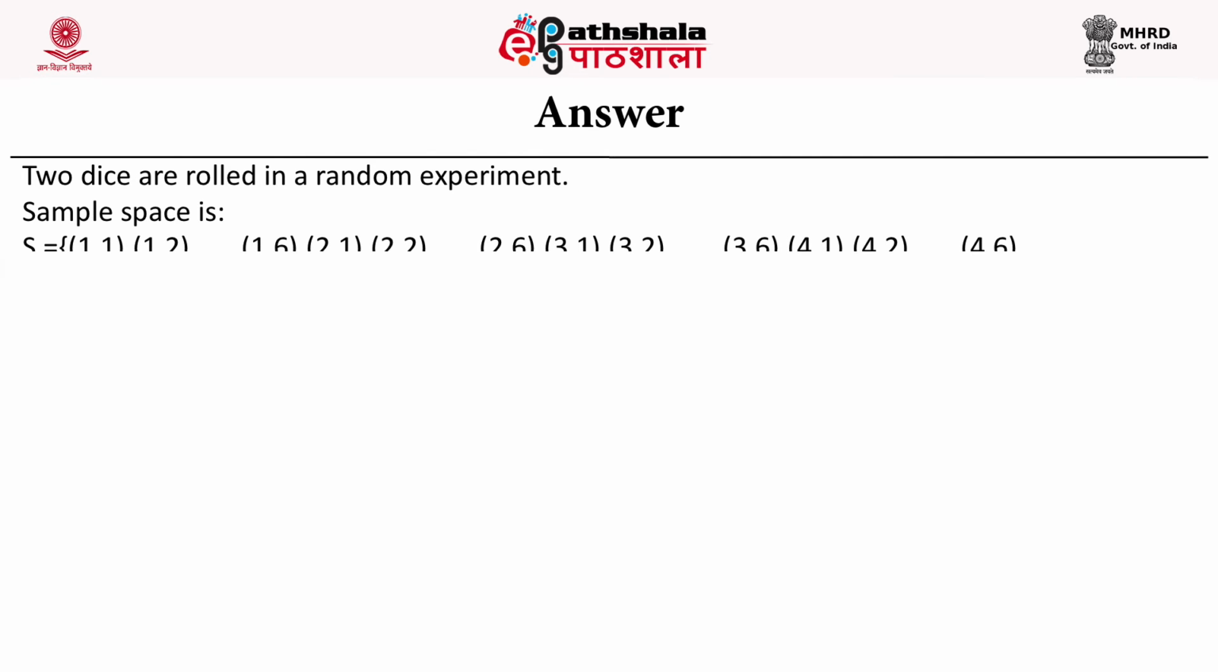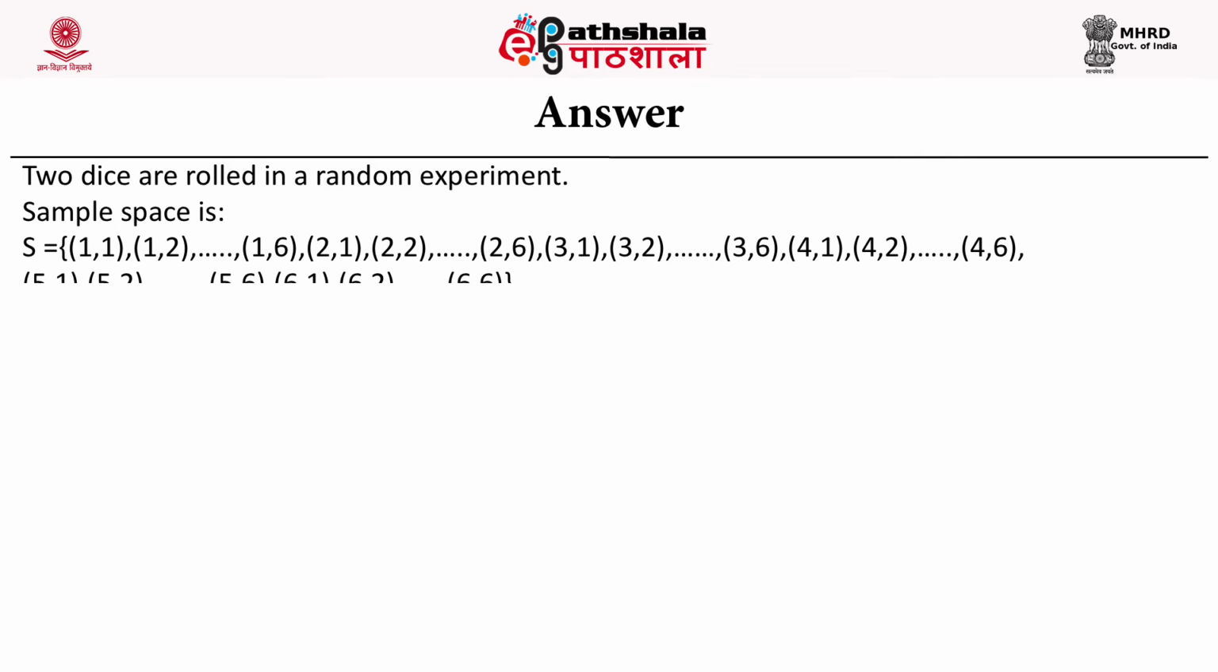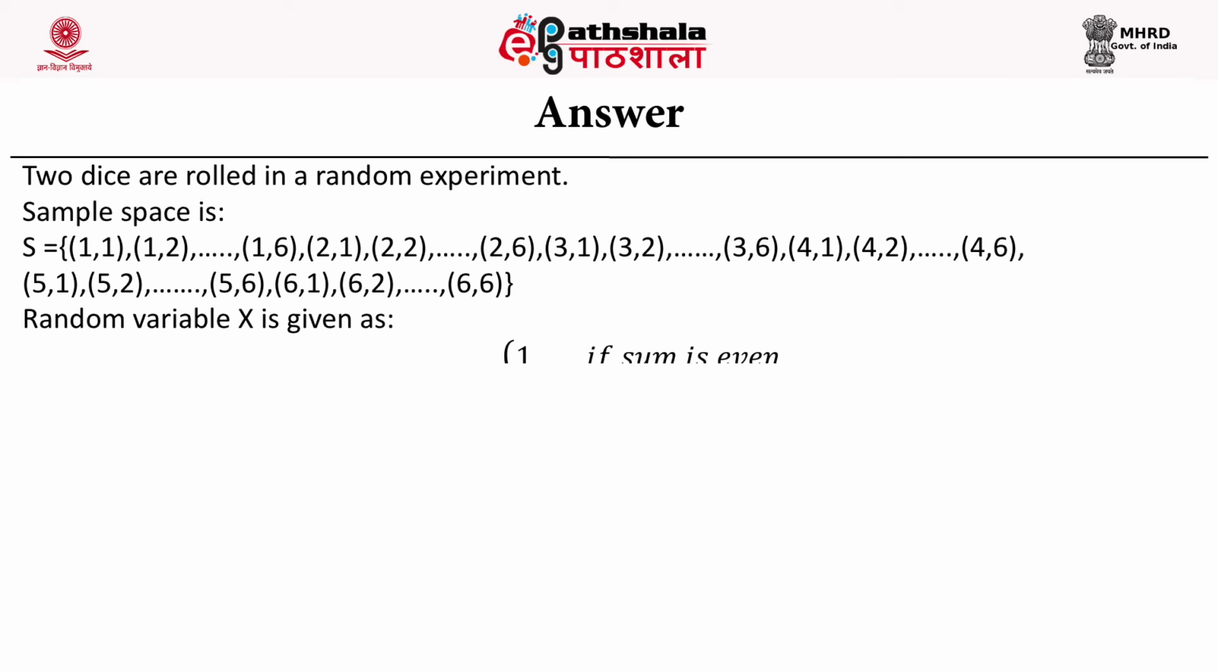So the two dice are rolled in a random experiment, and the sample space is given here as we have 36 possibilities. The first 6 possibilities are (1,1), (1,2), (1,3), (1,4), (1,5), (1,6), and so on. Other possibilities are (2,1), (2,2), (2,3), and so on up to (2,6), and (3,1), (3,2), so on up to (3,6), and similarly so on.